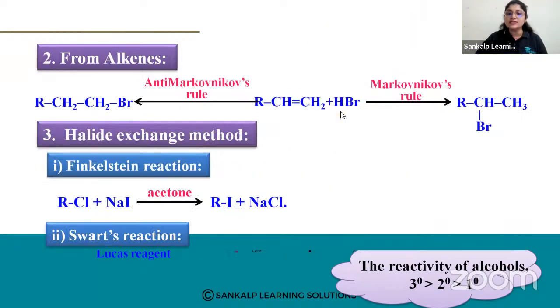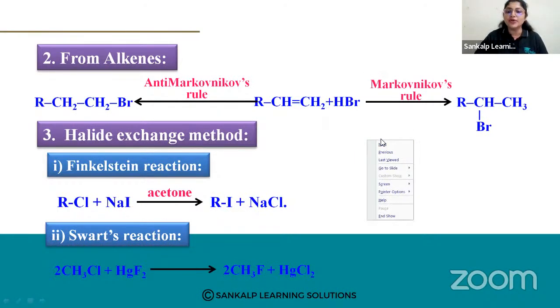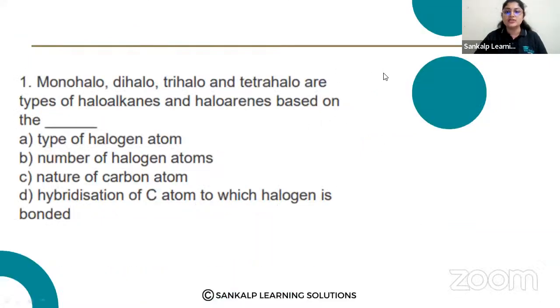Okay, so these are the methods of preparation of haloalkanes. Before going to the methods of preparation, we can solve some questions based on the classification and the introductory part. So the first question goes like this. Monohalo, dihalo, trihalo, and tetrahalo are types of haloalkanes and haloarenes based on: A, type of halogen atom; B, number of halogen atoms; C, nature of carbon atom; D, hybridization of carbon atom to which halogen is bonded.